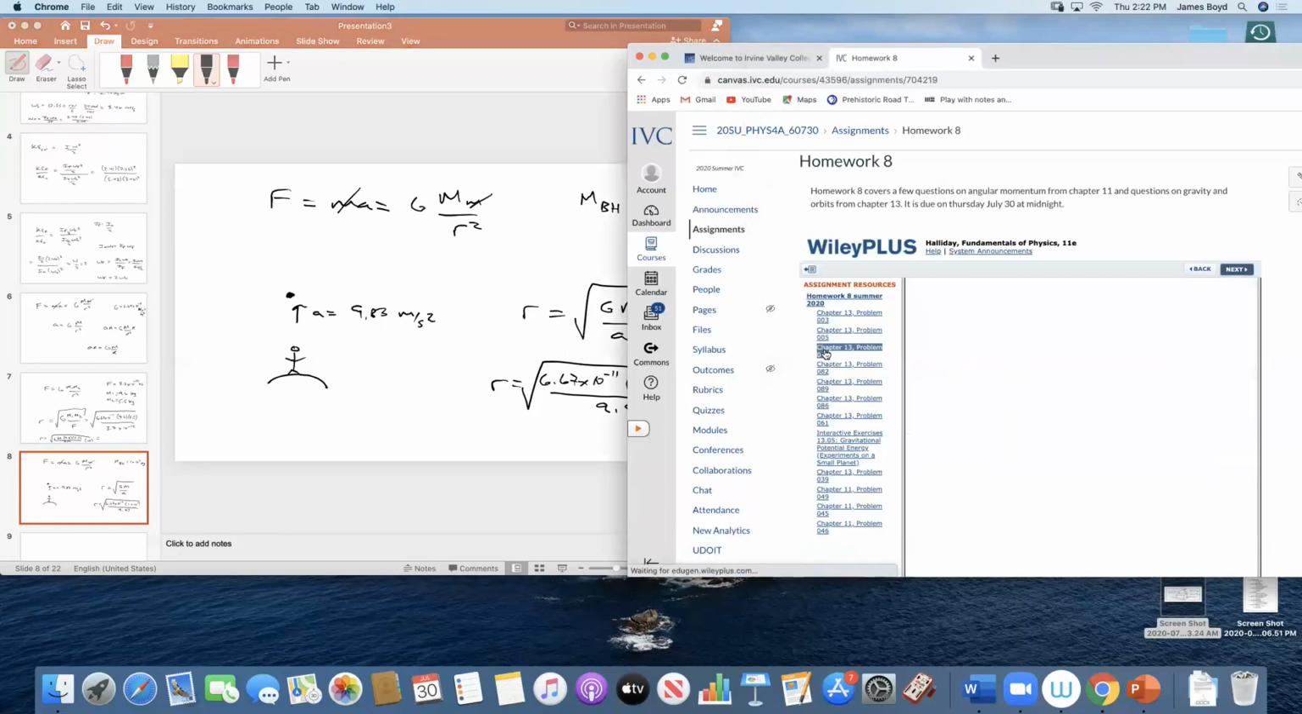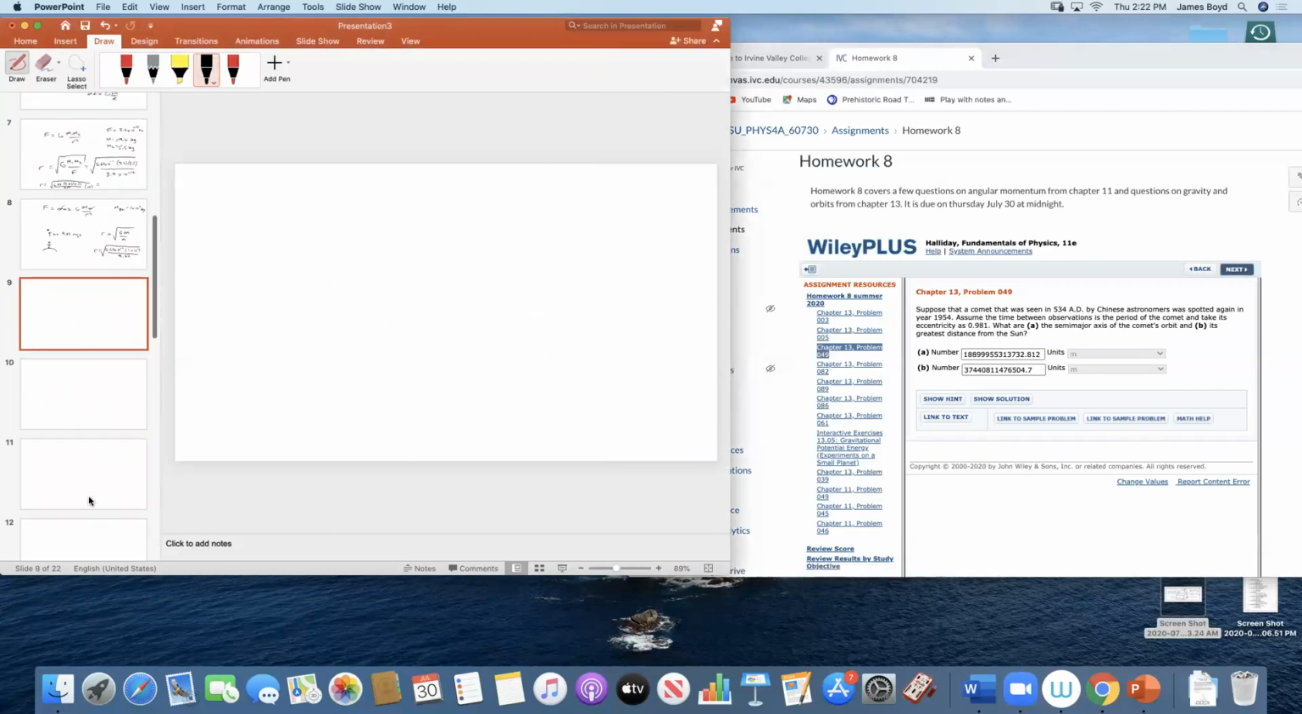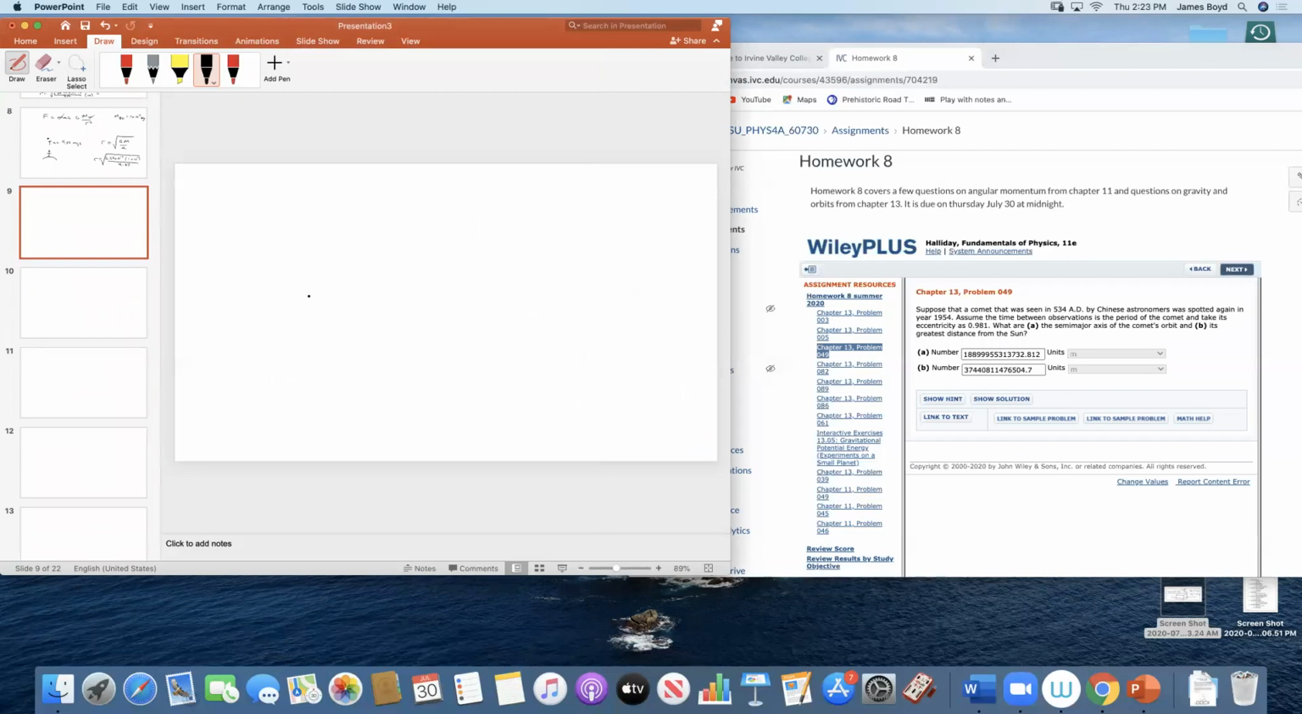All right, 49. Now 49, we're on to Kepler's laws. And Kepler's laws, we did the one with the comet. We're doing another comet here. So we'll talk this through. They're saying that a comet was seen in China in 534 AD, and it was spotted again in 1954. What this tells us is the period we're assuming is the time between two successive sightings. So this would be 1954 minus 534, or 1420 years.